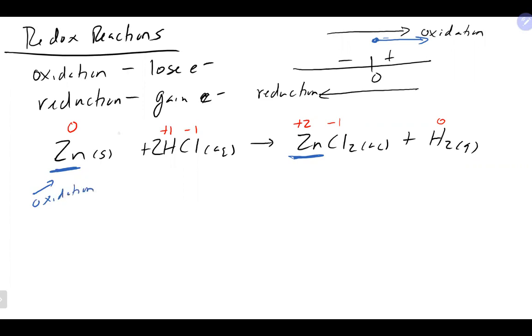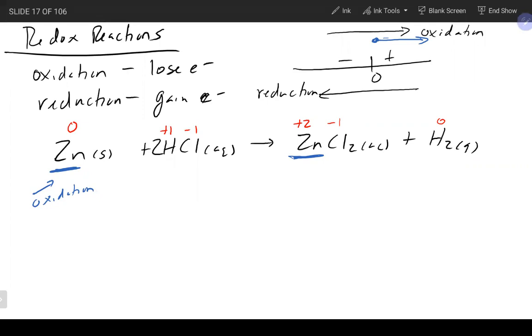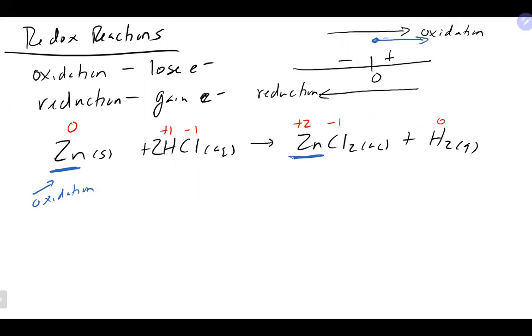If we look at the hydrogen here, the hydrogen on the left-hand side is starting at +1, which would be like here. And on the right-hand side, it's ending at 0, which means it's moving in this direction, becoming more negative. And that means it's actually the hydrogen here that is going through reduction. The chloride on the left is -1. Chloride on the right is -1, which means there's nothing happening with the chloride in this particular case. Any questions on that there?